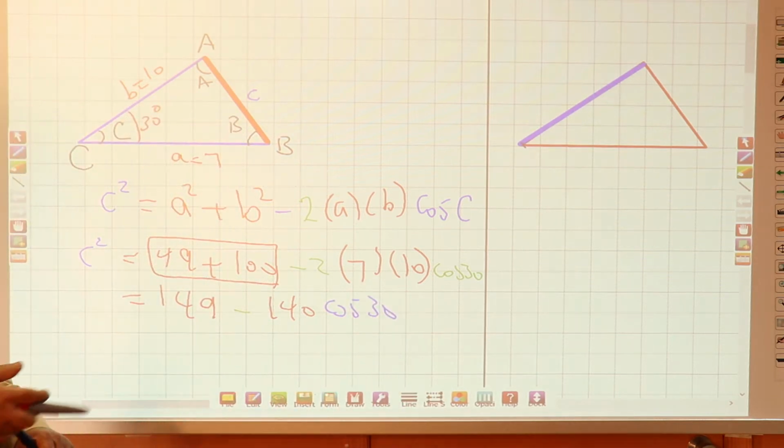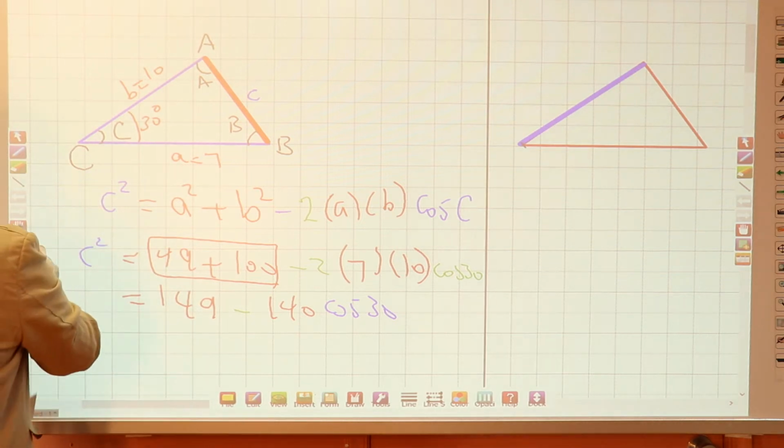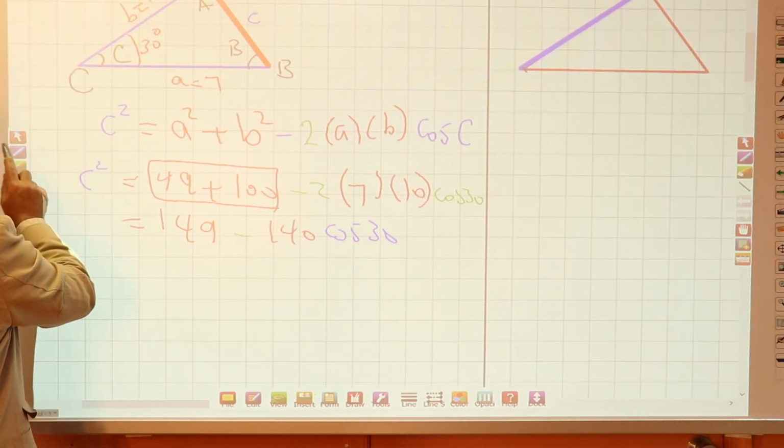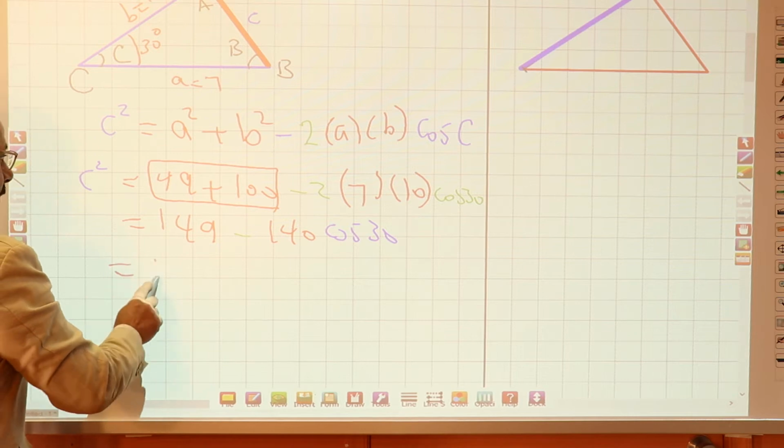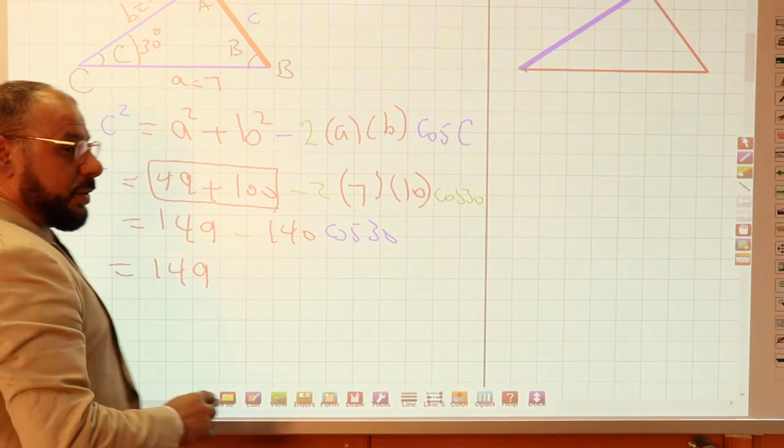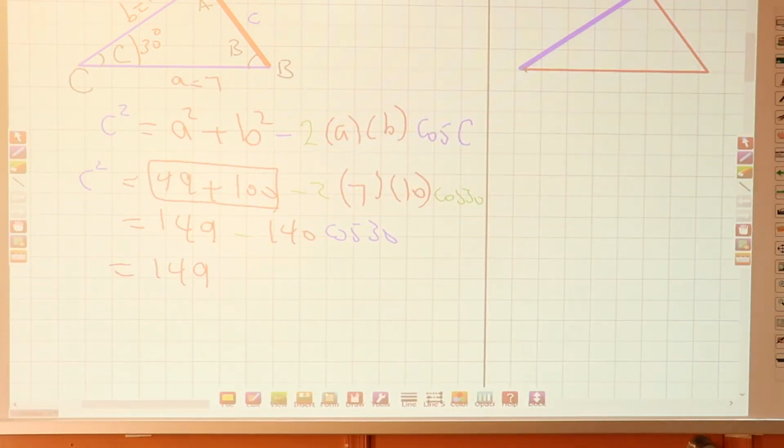You go to the calculator. I'm going to leave 149 to show you what I'm going to do. I'm going to do 149 minus 149 cosine 30. Make sure that your mode is in degrees. Make sure that your mode is always in degrees. And you do 140 cosine 30.